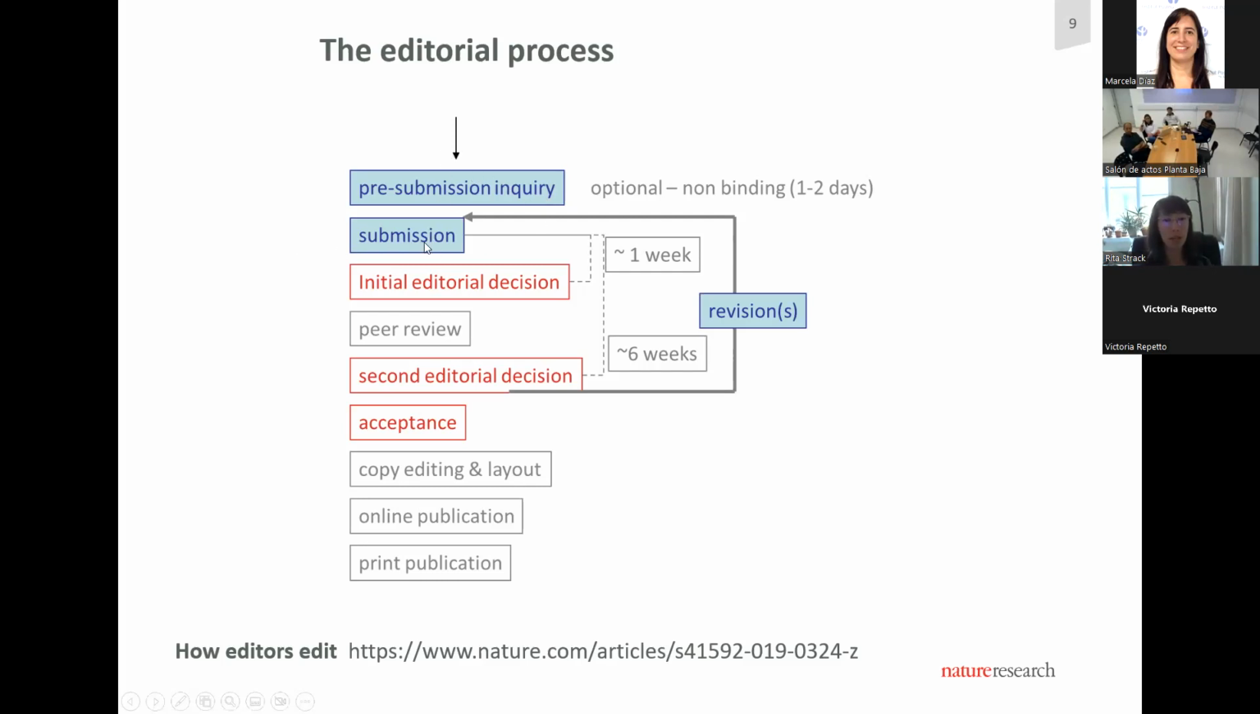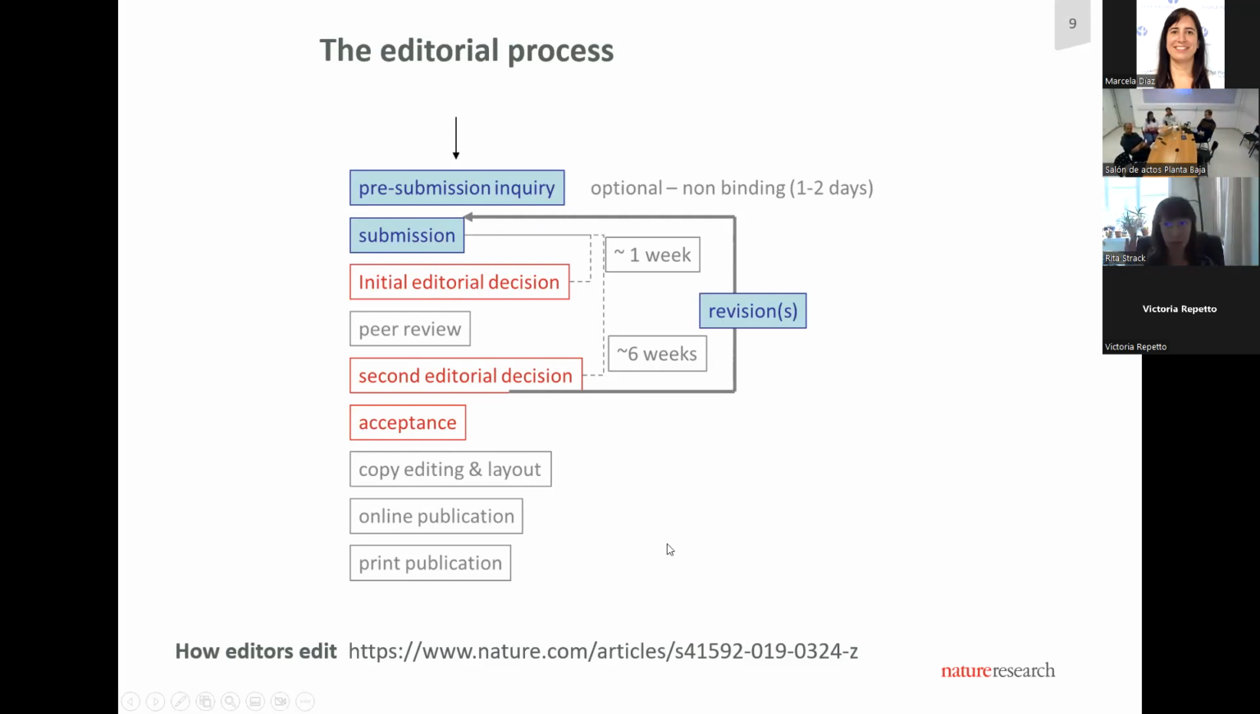Once you have your paper ready and you submit, we try to get our initial decision about reject or review within 1 week. And then if it gets sent for review, we try to have the first decision within 6 weeks. From there, for our papers, there's almost always a revision. And when it's resubmitted after revision, we try to get the decision to you within 4 weeks. Ideally, from there, it will go to acceptance, and that's actually the last stage that the editor handles. From there, it goes to production, where it goes to copy editing and layout, online publication, and print publication.